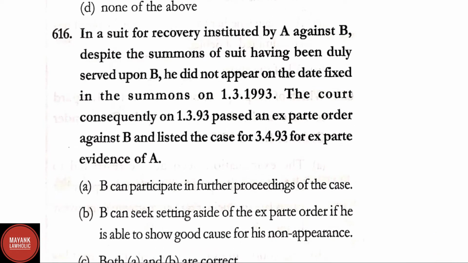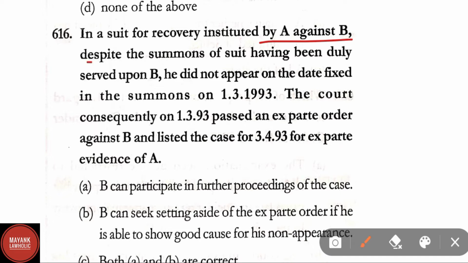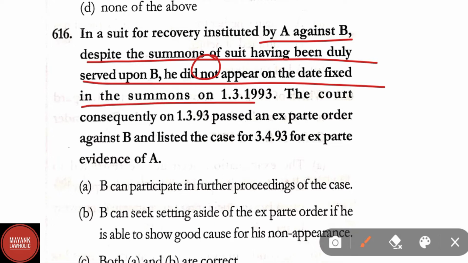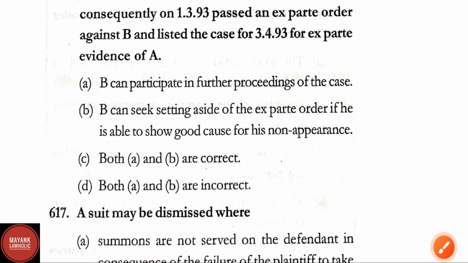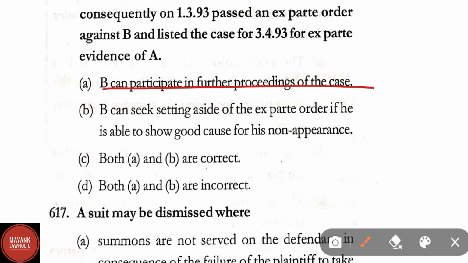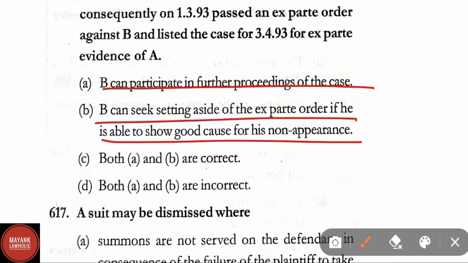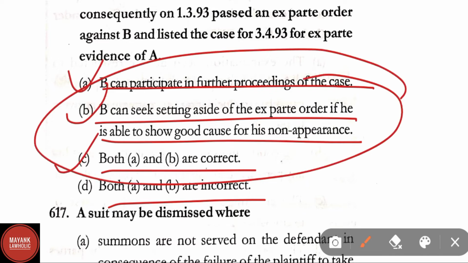Question number 616. In a suit for recovery instituted by A against B, despite the summons suit having been duly served upon B, he did not appear on the date fixed on the summons, 1/3/1993. The court consequently on 1/3/1993 passed an ex parte order against B and listed the case on 3/4/93 for ex parte evidence of A. Here options are: A, B can participate in the further proceedings of the case. B, B can seek setting aside of ex parte order if he is able to show good cause of his non-appearance. C, both A and B are correct, and D, both A and B are incorrect. Here correct answer is option C, that is both A and B are correct.